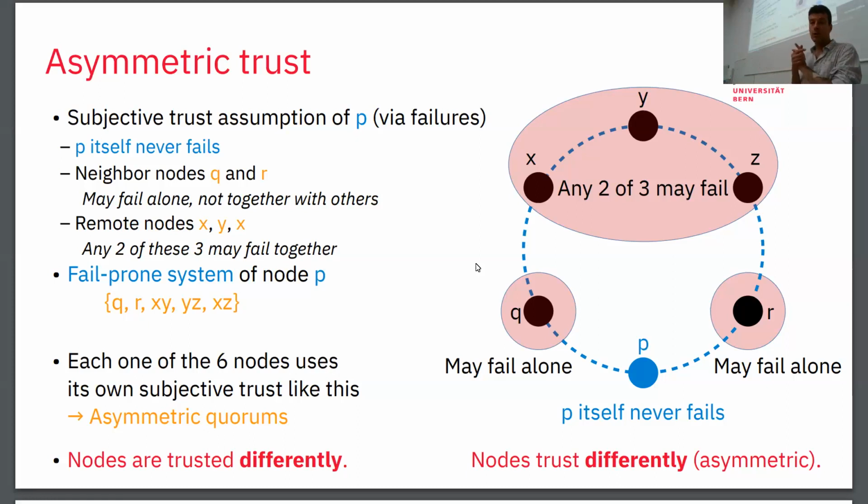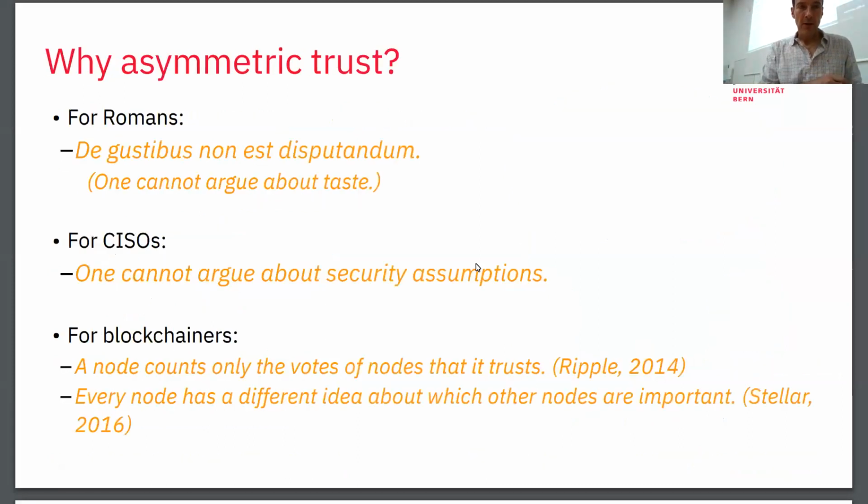And that's at the core of some existing blockchain protocols and some protocols that we also have developed that we call then asymmetric quorums. And if you're wondering once more, why should we do this? I have a couple of answers here. Why does subjective trust matter? If you talk about food, then you can never argue about taste. The Roman Latin proverb here is that you cannot argue about taste because everybody has different taste.